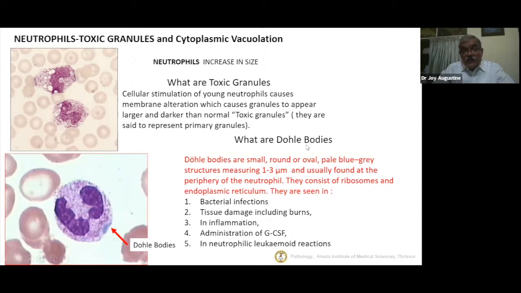Now, what are these Döhle bodies? Döhle bodies are small, round to oval, pale blue-gray structures about 1 to 2 microns in diameter, found in the periphery of the neutrophil. They consist of ribosomes and endoplasmic reticulum. This was first described in a patient with scarlet fever. Now, these are the other conditions in which you can get this. Please remember that administration of a colony-stimulating factor can produce this change in the neutrophils.